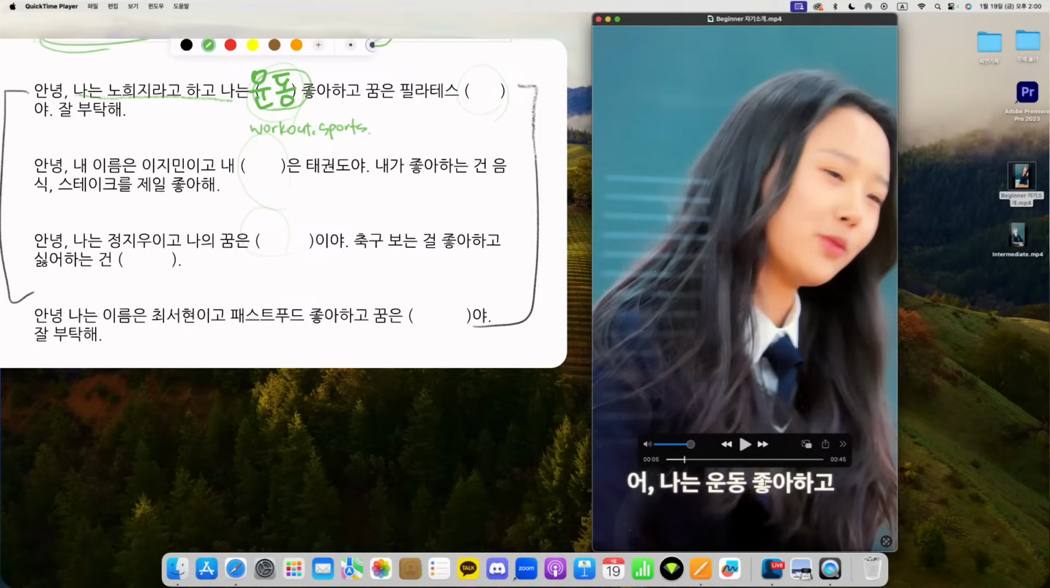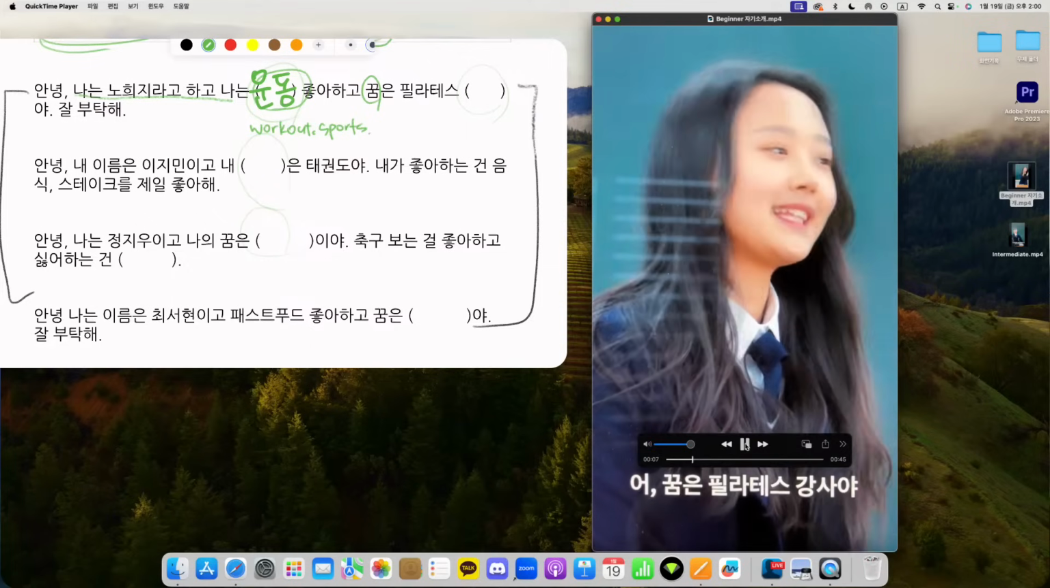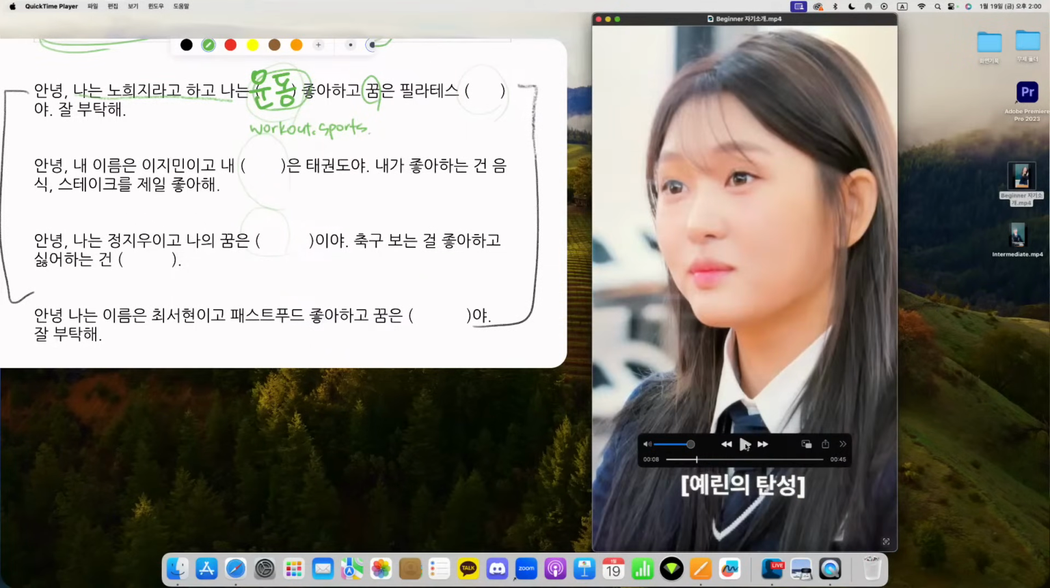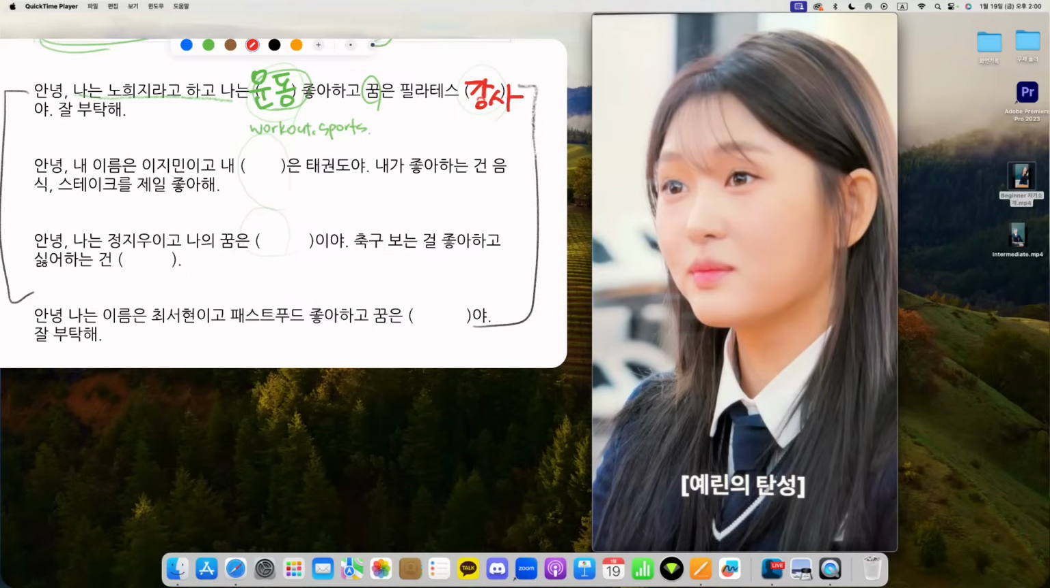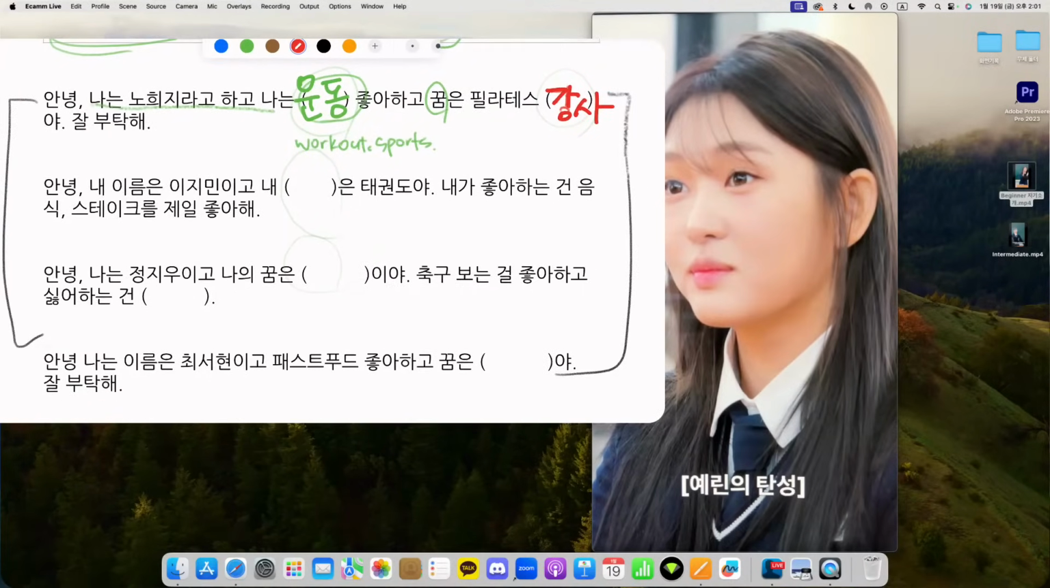그리고 what about her 꿈? 꿈은 뭐래요? 꿈은 필라테스 강사래요. 필라테스 강사야. 여러분 혹시 필라테스가 뭔지 아세요? Can you guess what 필라테스 is? 필라테스는 필라테스란 뜻이에요. 그리고 강사 also means teacher.